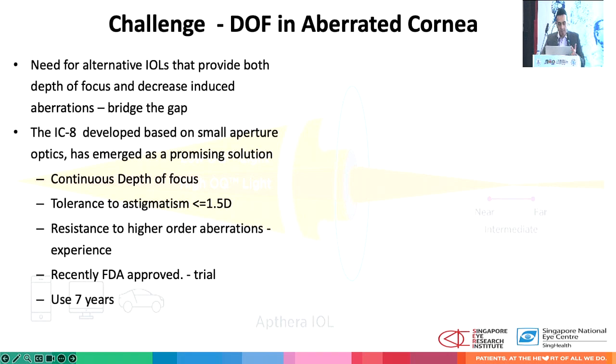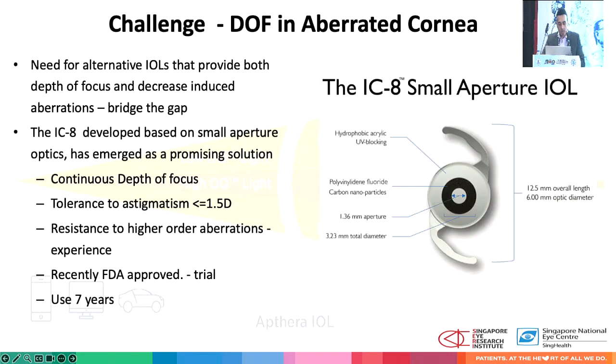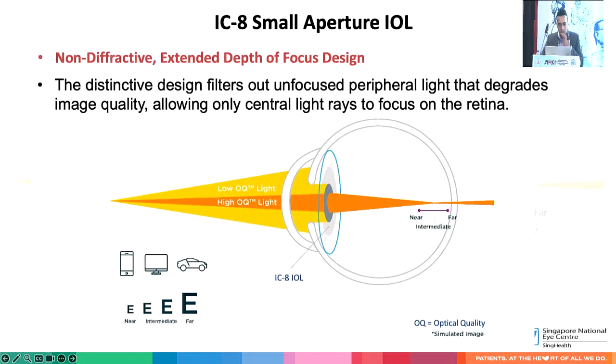So we need an alternative lens that can bridge this valley of depth. The IC-8, which is a small aperture implant, was developed for this. It gives you a continuous depth of focus with a tolerance of up to about 1.5 diopters of astigmatism. You can reduce the effect of higher-order aberrations, which is great because this is what I use for a lot of my post-refractive patients. Recently, it was approved by the FDA, and we were part of the FDA data that was used to get approval. I've been using this lens for about 7 years, so I have quite reasonable experience with it.